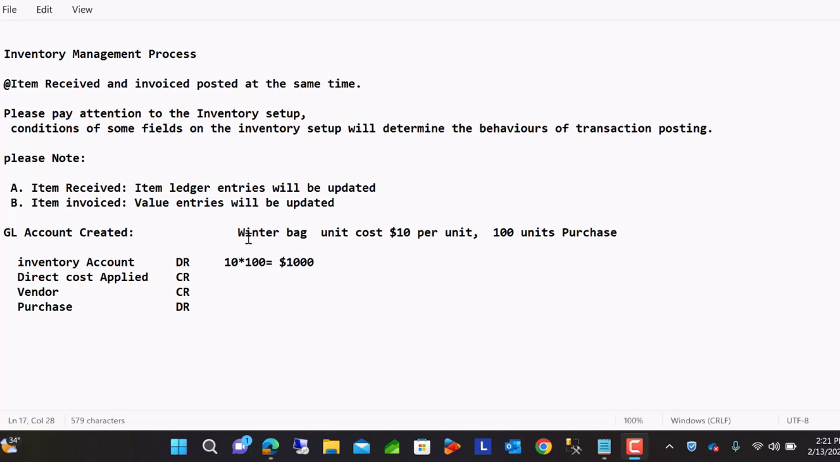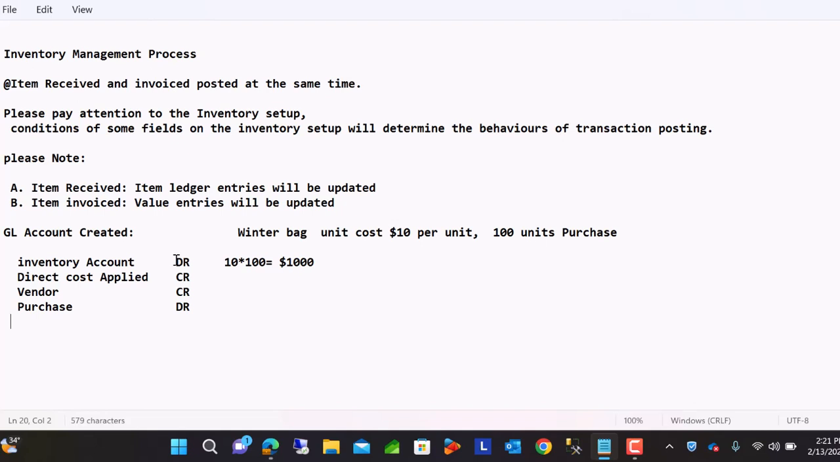For this exercise, we are purchasing an item called winter bag, and the unit cost is $10 per unit, and we are purchasing 100. If you multiply $10 by the number of units, it will give us $1,000. So when these activities are conducted and posted into the general ledger, these are the accounts that will be impacted. Number one, we are purchasing an inventory item, so the inventory account will be debited.